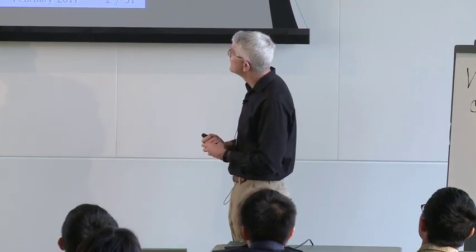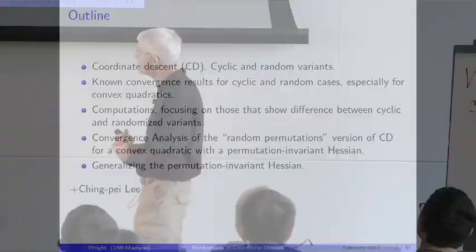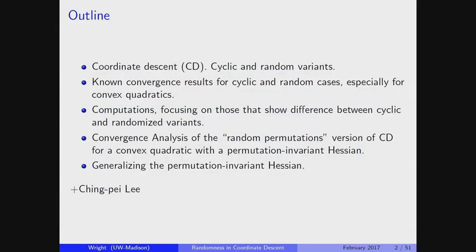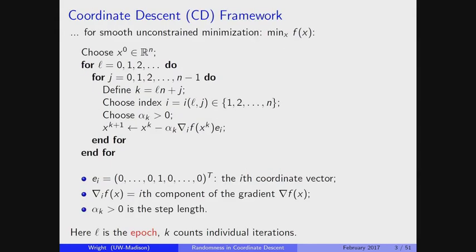All right, so here's the outline. So coordinate descent, I'll start by describing the different variants. I'll talk a little bit about the known convergence results. This is mostly stuff from the last 5 years or so, pretty recent. Just give us some snippets of computations that show the difference between the variants. And then, as I said, look more carefully at the random permutations form. And this is joint work with my student, Ching-Pei Li.